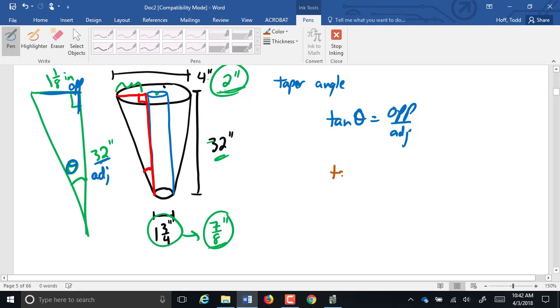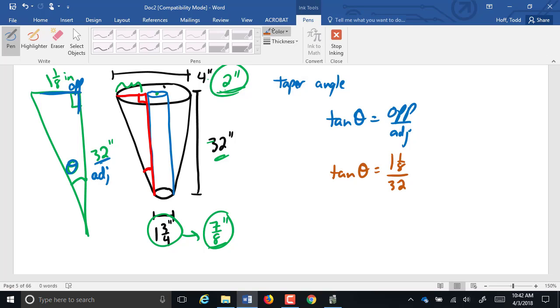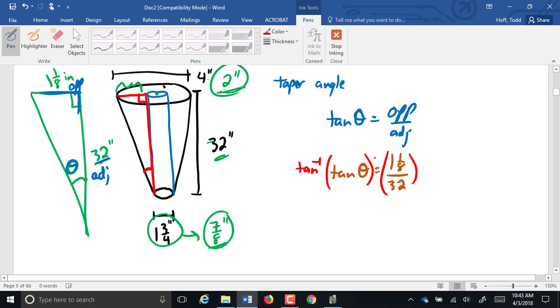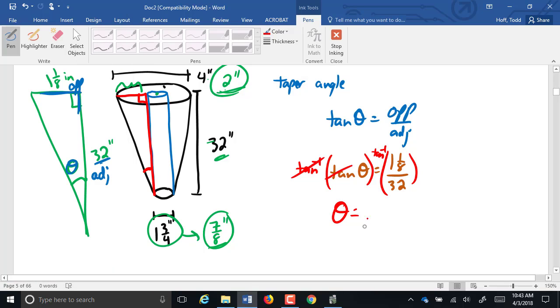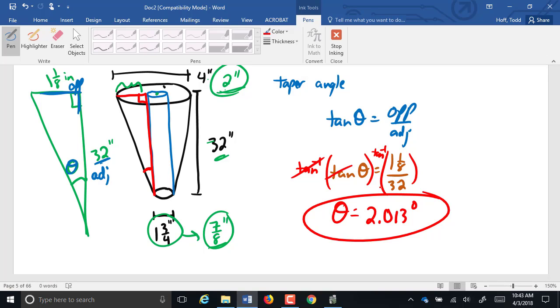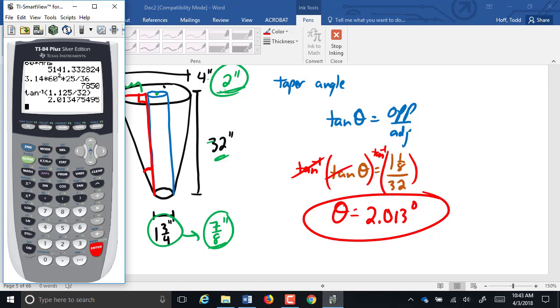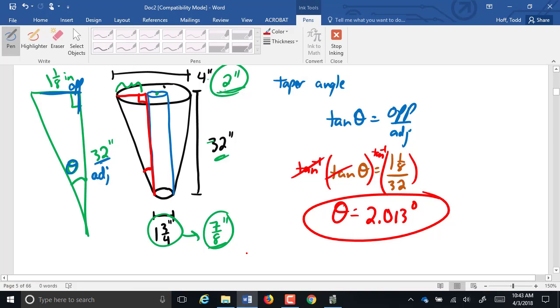Well, let's plug in what we know. We still don't know the angle. Opposite is 1 1/8, and the adjacent is 32. We are looking for an angle, so you're right, it is an inverse trig function. It is tangent, so we use the inverse tangent. So theta is the inverse tangent of 1 1/8 divided by 32, 2.013 degrees. So that's that taper angle. It's a 2-degree angle. That's it. Sounds like it should be bigger than that, but it's not.